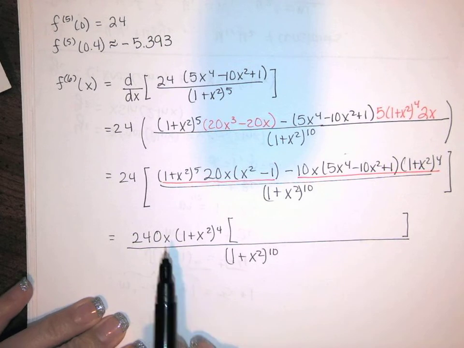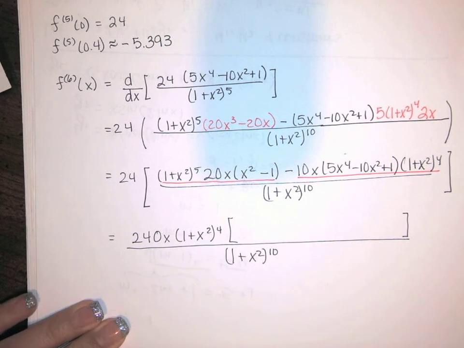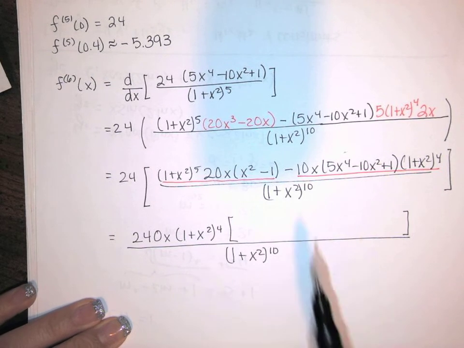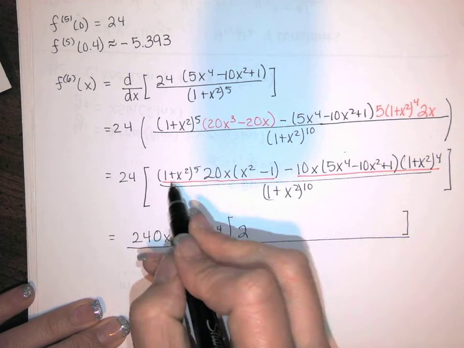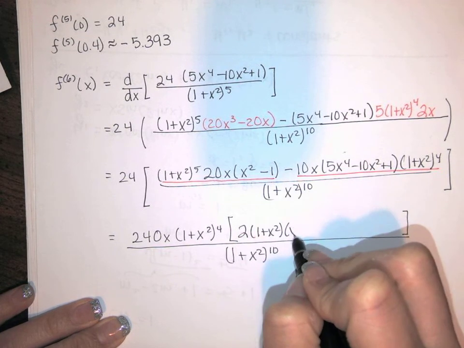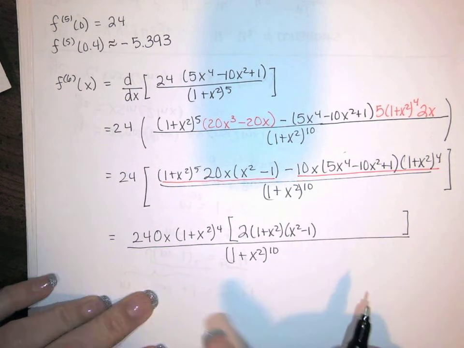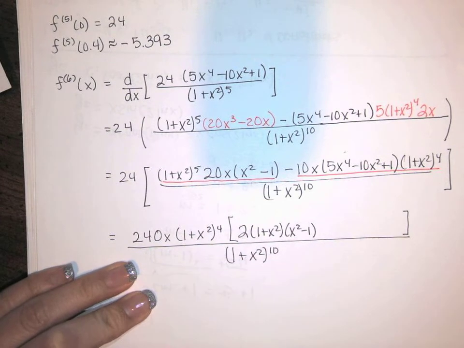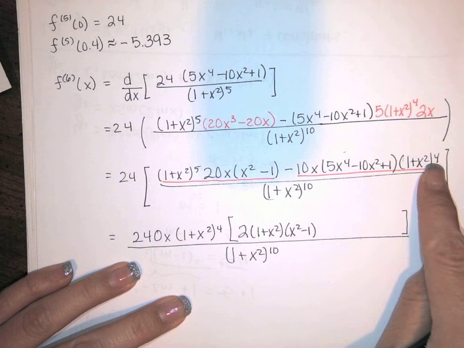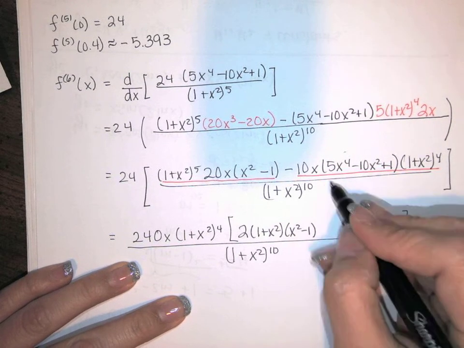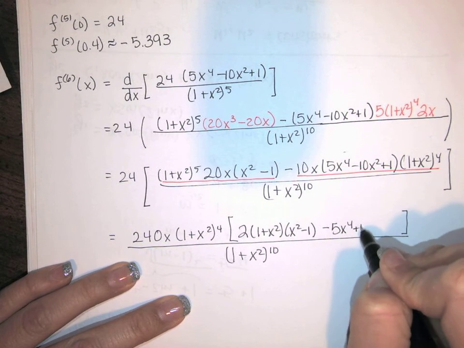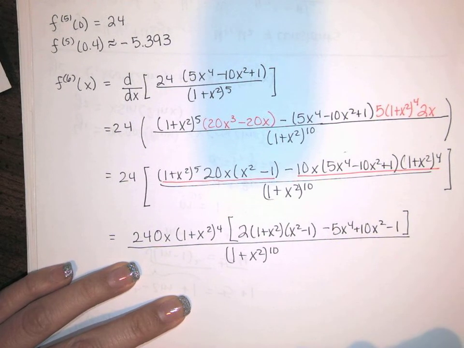And we say to ourselves, this times what gives me my first term? Well, we factored out a 10x from this, so we're still left with a 2 there. And we still have one of those 1 plus x squareds, and then we have an x squared minus 1 there as well. That times that would give me that. And we factored out the 10x. We factored out the 1 plus x squared to the 4th. So all that's left is that negative 1 times that polynomial. I'll distribute that negative now. Okay.